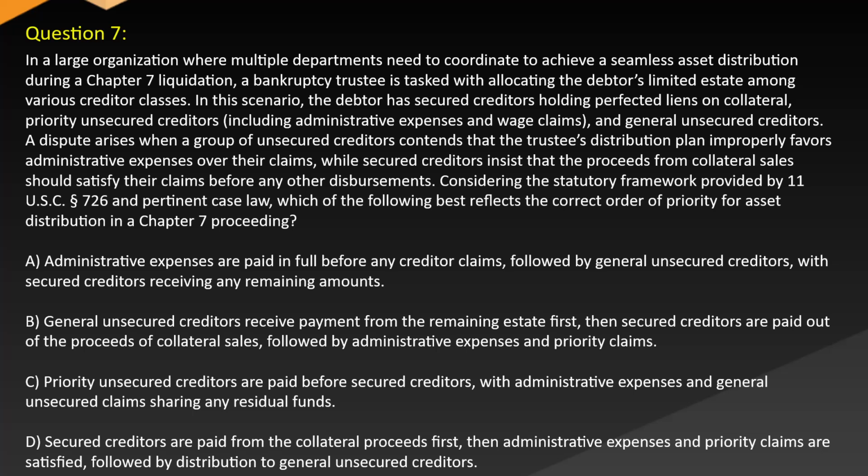Question 7. In a Chapter 7 liquidation, a bankruptcy trustee is tasked with allocating the debtor's limited estate among various creditor classes. In this scenario, the debtor has secured creditors holding perfected liens on collateral, priority unsecured creditors, including administrative expenses and wage claims, and general unsecured creditors. A dispute arises when a group of unsecured creditors contends that the trustee's distribution plan improperly favors administrative expenses over their claims, while secured creditors insist that the proceeds from collateral sales should satisfy their claims before any other disbursements.